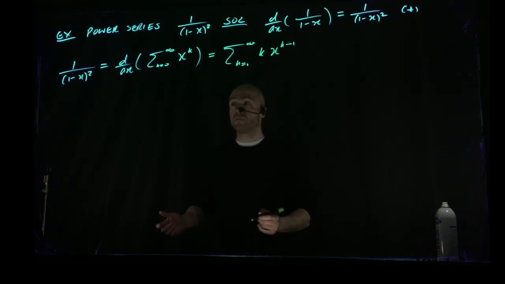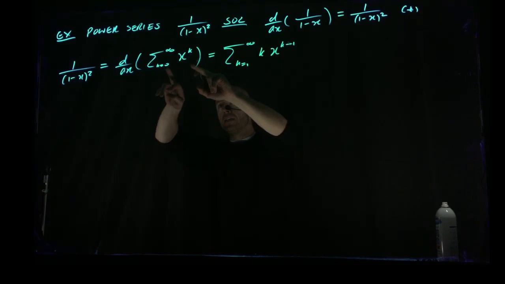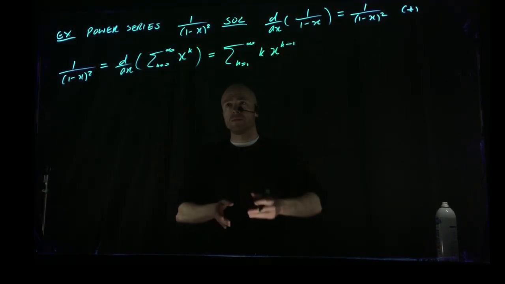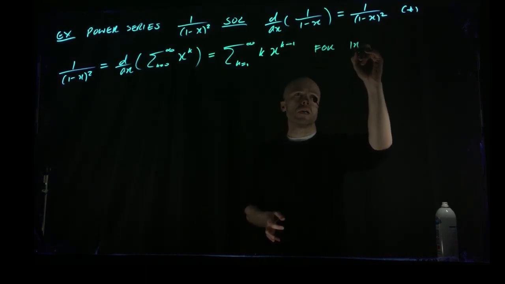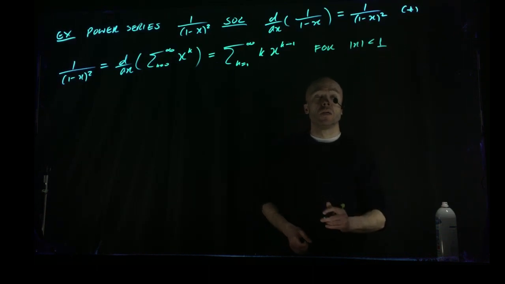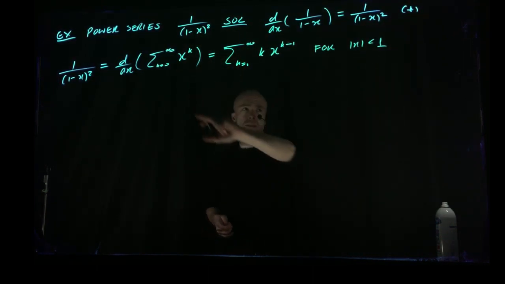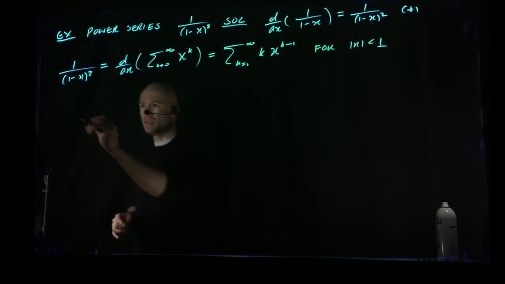And that's it. And what is the radius of convergence? Well, the radius of convergence is needed to represent this thing as this power series, and it's true whenever the absolute value of x is less than 1. So this is true for mod x less than 1. So, so long as mod x is less than 1, we can actually represent this function as this power series. Okay, cool. Pretty easy. Let's do another example.